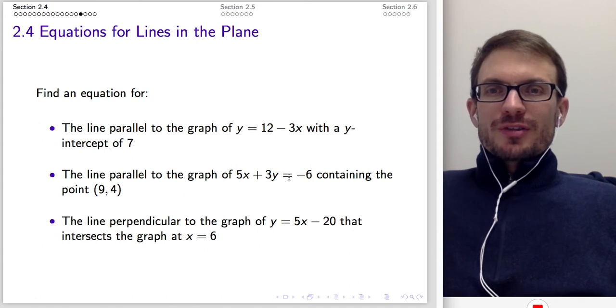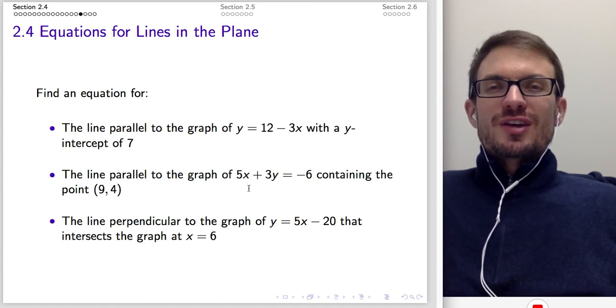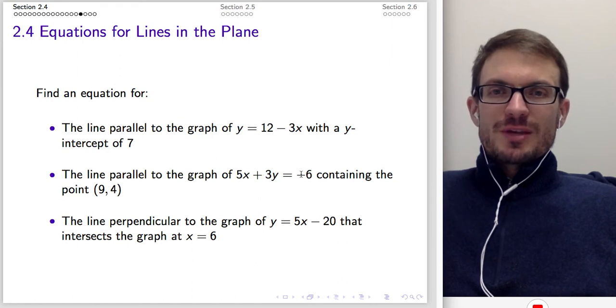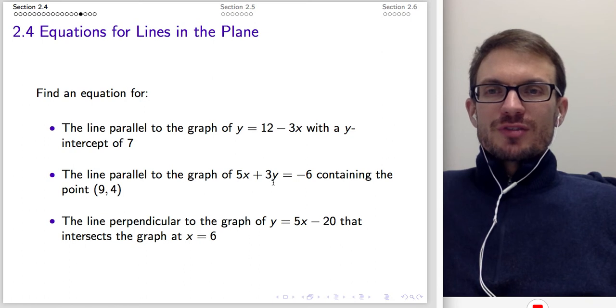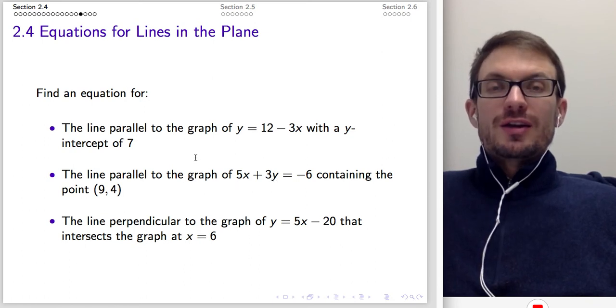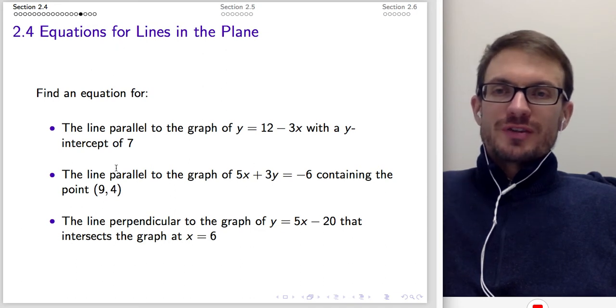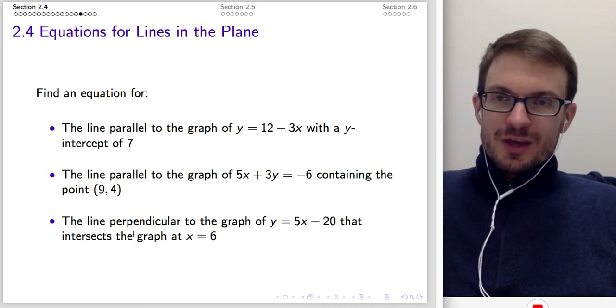The line parallel to this graph, we have to change this, this is in standard form right now, right? This is our A, this is our B, this is our C. We have to change this into slope-intercept form. That will give me my slope. Then I build a new line using the negative reciprocal of that slope and this point. So then I use point-slope form. And I do something, oops, sorry, I was reading ahead.